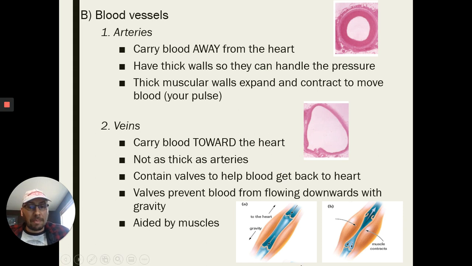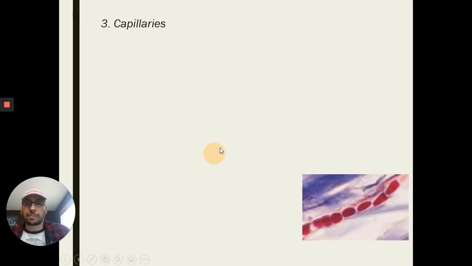Okay, and you can see a little picture down here that shows how the muscles help the contraction. It pushes the blood this way. Okay, you can see they're contracting right here, causing the blood to open up the valve, go out that way. But then when it stops and the contraction relaxes, the valves close, so the blood doesn't go back.